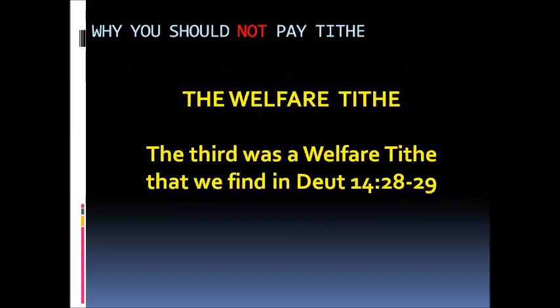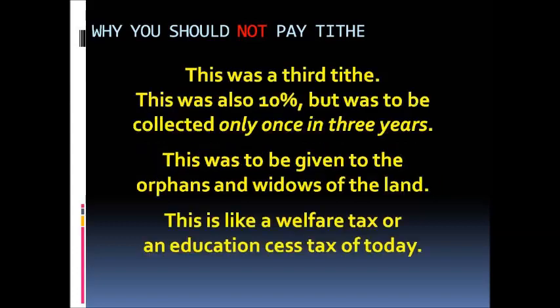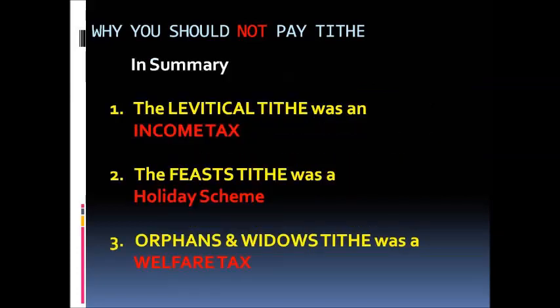The third was a welfare tithe that we find in Deuteronomy 14 verses 28 and 29. This was also 10% but was to be collected only once in 3 years. This was to be given to the orphans and widows of the land. This is like a welfare tax or an education cess tax of today. In summary, the first tithe that the Israelis paid was in fact an income tax that went to the government. The second tithe was in fact a savings scheme to enable the Israelis pay for their holidays. And the third tax went directly to the orphans and widows of the land.